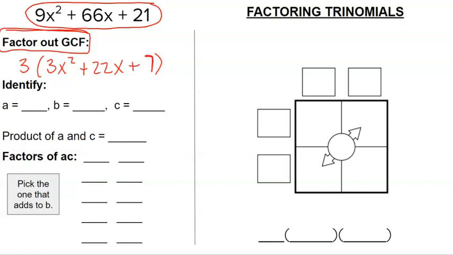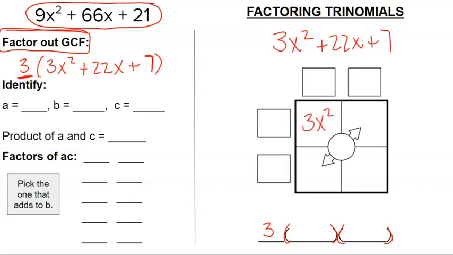Now that we have factored out our greatest common factor, we've taken that 3 out. This 3 is going to be in front of our two factors that are going to remain. We are going to factor the trinomial 3x squared plus 22x plus 7 in the same way that we did it last lesson, so you're well versed and practiced on this. We put our trinomial in our box. We identify our A, our B, and our C. Again, this is identifying it from this trinomial, not our original trinomial, the one where we factored out the 3.